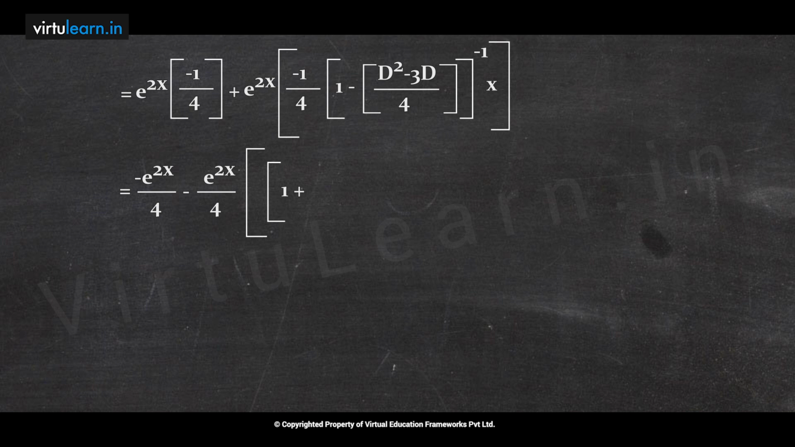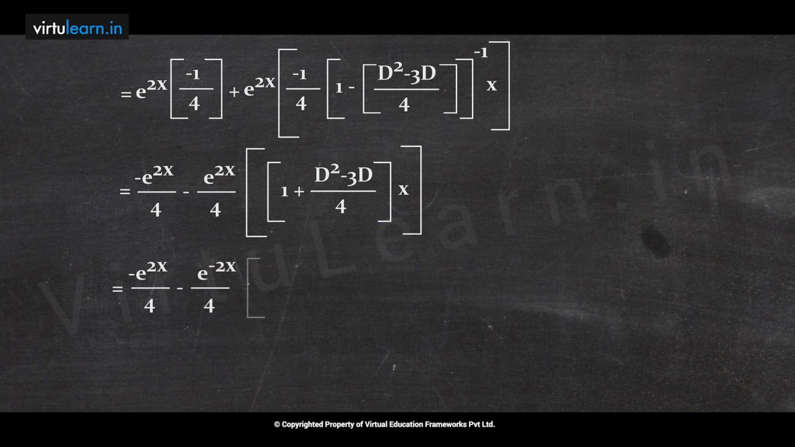Since the power of x is 1, the power of D is 1, so we have to expand only up to the x term. 1 plus (D square minus 3D) by 4 into x, minus e power 2x by 4 into 1 into x is x, D square of x is 0, D of x is 1, minus 3 by 4. Therefore the particular integral is minus e power 2x by 4 common, into 1 plus x minus 3 by 4.